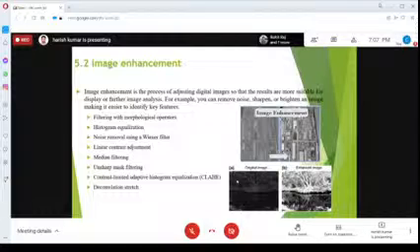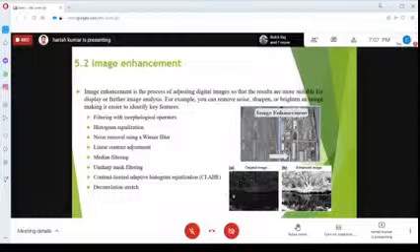Those operations are, the first one, filtering with morphological operations. The second one is histogram equalization, noise removal using a Wiener filter, linear contrast adjustment, median filtering, unsharp mask filtering, contrast limited adaptive histogram equalization, and decorrelation stretch. These are the different algorithms or techniques that we can use for image enhancement.